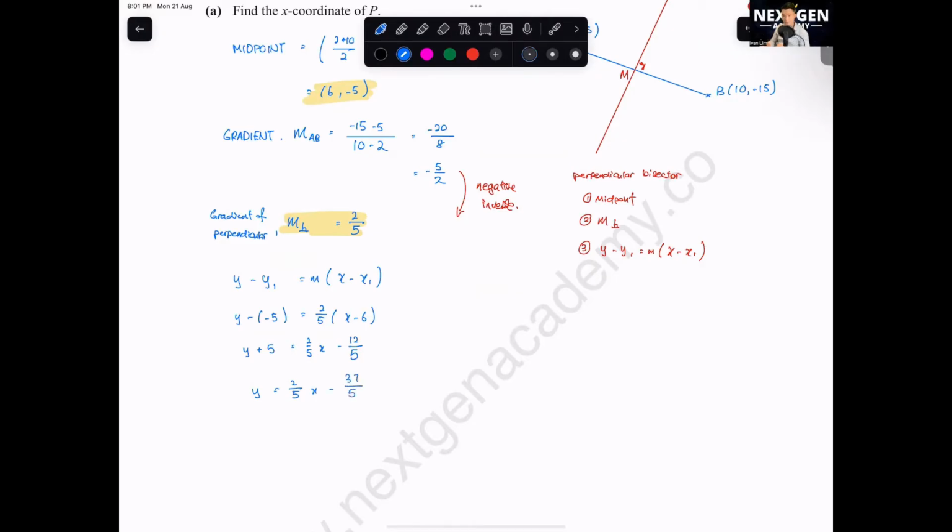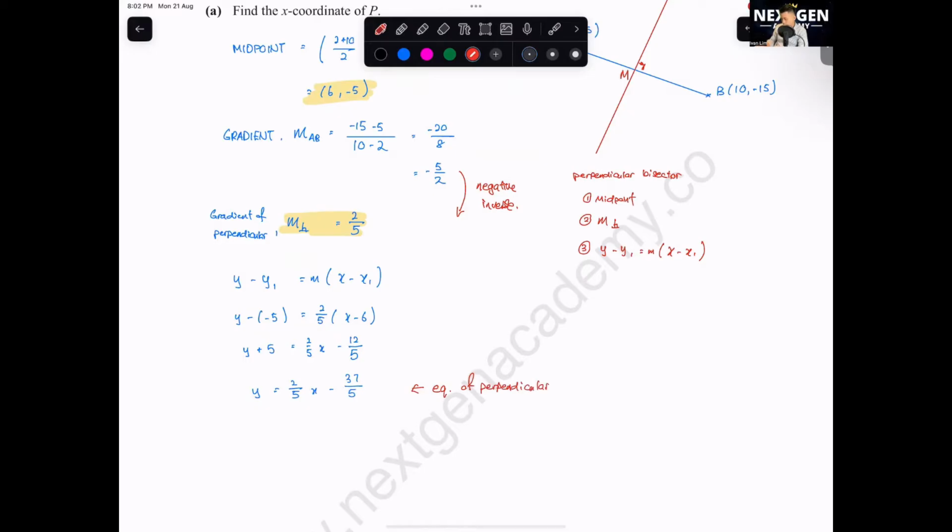If you see the mark scheme, they never expect you to write it into y minus y1 equals m(x minus x1). So it's actually not necessary to get the full marks unless they state otherwise. You have to see what form they want. Now this one is your equation of perpendicular bisector already.